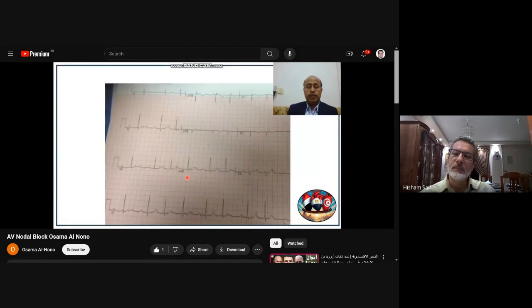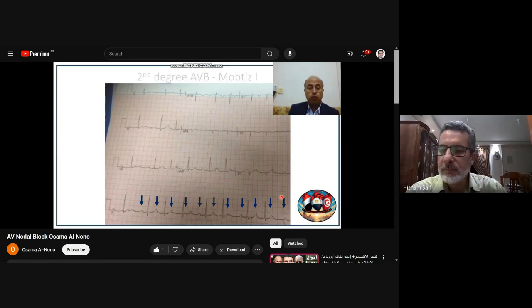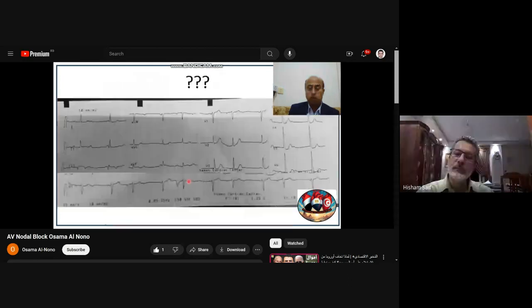Again, we have a progressive PR interval here, with prolongation until one P wave cannot conduct a QRS complex. As you can see here, the rhythm is usually irregular. So an irregular rhythm means it is a Mobitz, either Mobitz 1 or Mobitz 2. So here there is an irregular rhythm again with the dropped wave. So we are dealing with either Mobitz 1 or Mobitz 2.